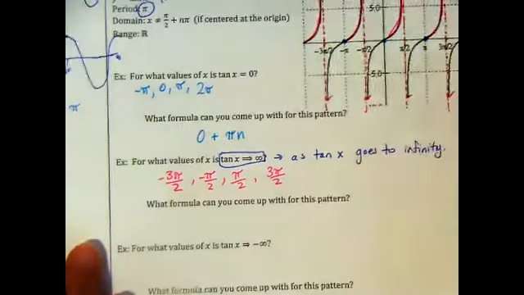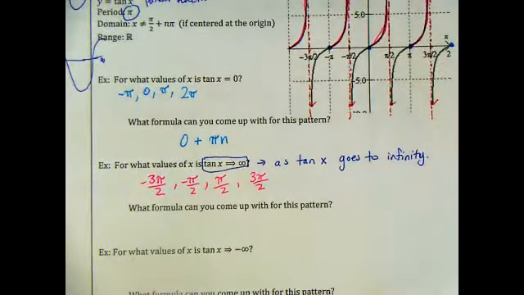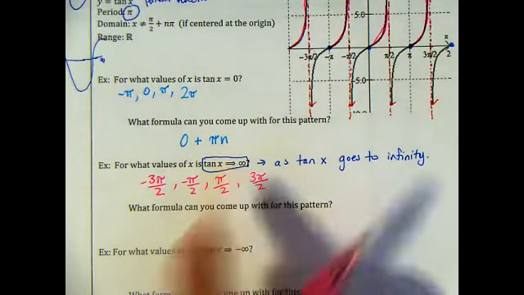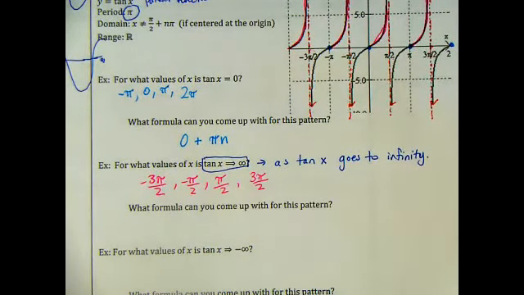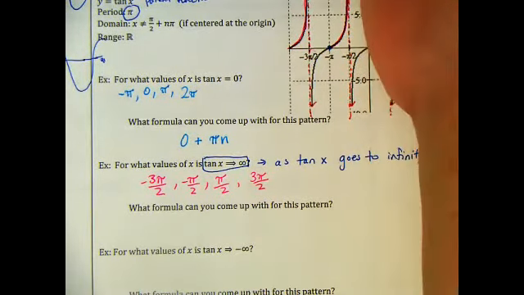So for each one of these values here, notice this doesn't say tangent x equals a certain number, right? Because these are asymptotes. It can't actually equal that number. It's undefined at those points. And so that's why we say that tangent of x is going toward infinity. It's moving in a certain direction.